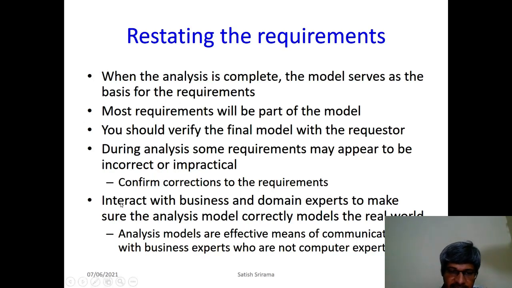Here we are talking about both the domain analysis and application analysis. Once the domain analysis and application analysis are done, you have all the requirements. Then you would like to interact with business and domain experts to make sure the analysis model is complete. In fact, analysis models are effective means of communication with business experts. Keep this in mind: most business experts are not computer experts, and models are a very easy way to communicate with them.